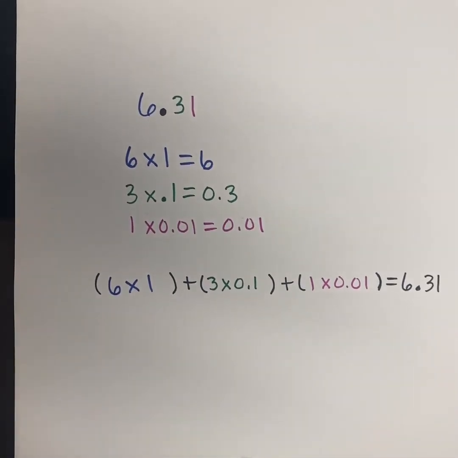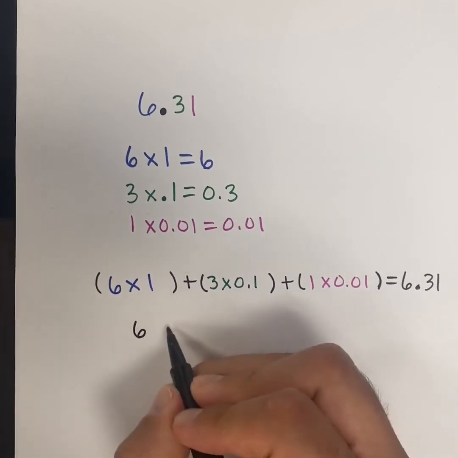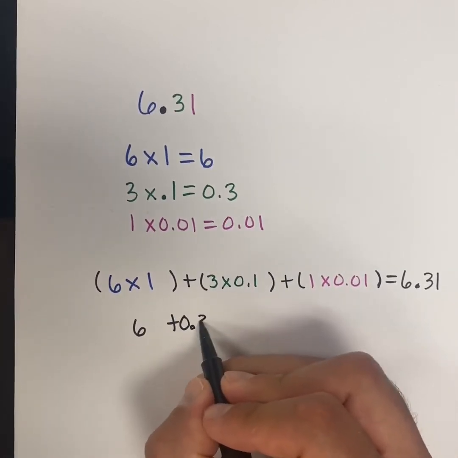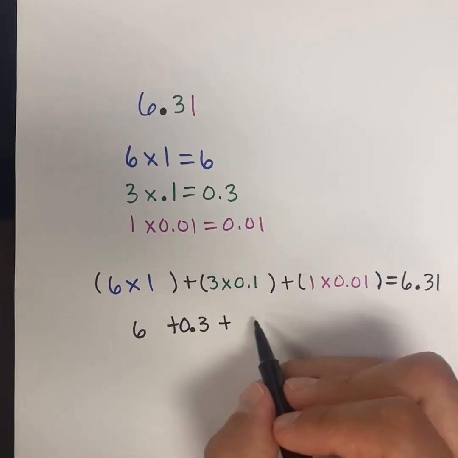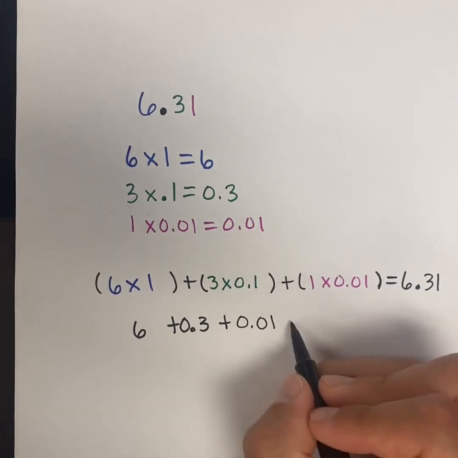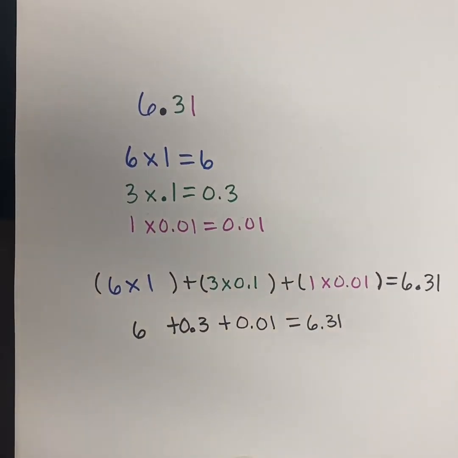And if we wanted to simplify that, we could do that. We could have 6 plus 3/10 plus 1/100th. And that's a quick example of how to write a number in expanded form. Remember that you can simplify it, or you could leave it as a multiplication problem.